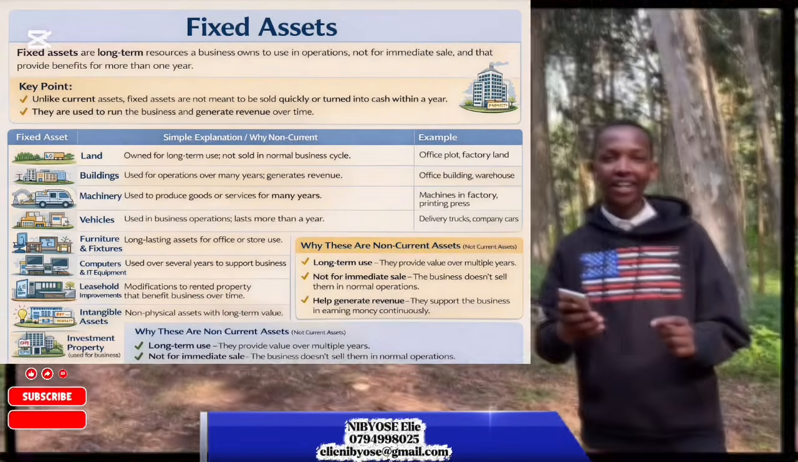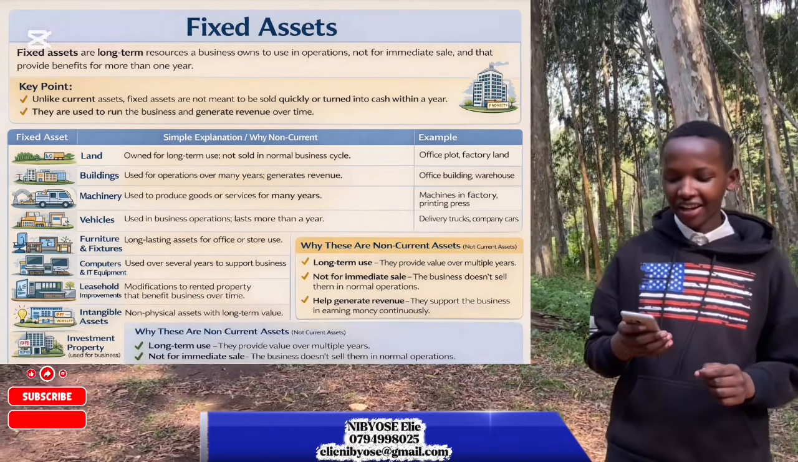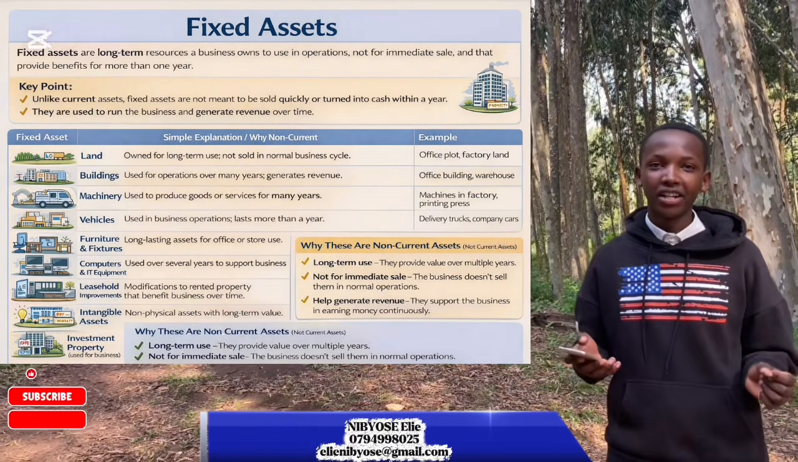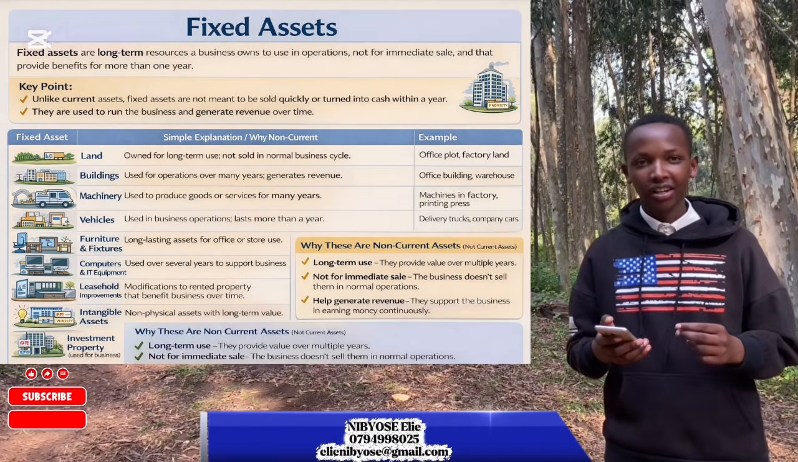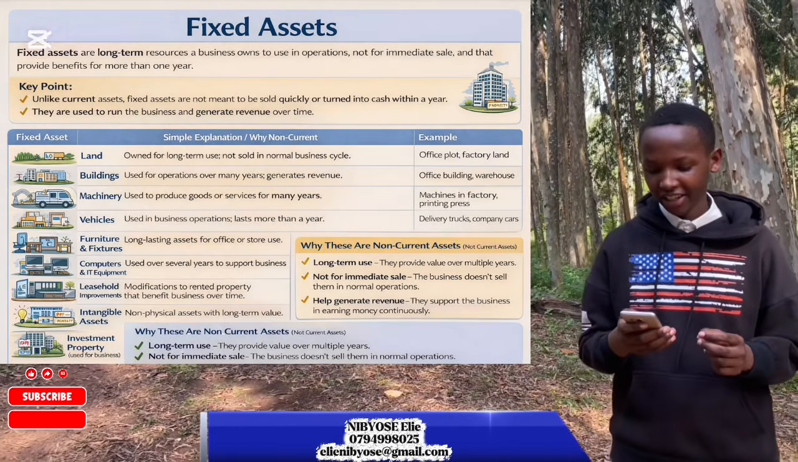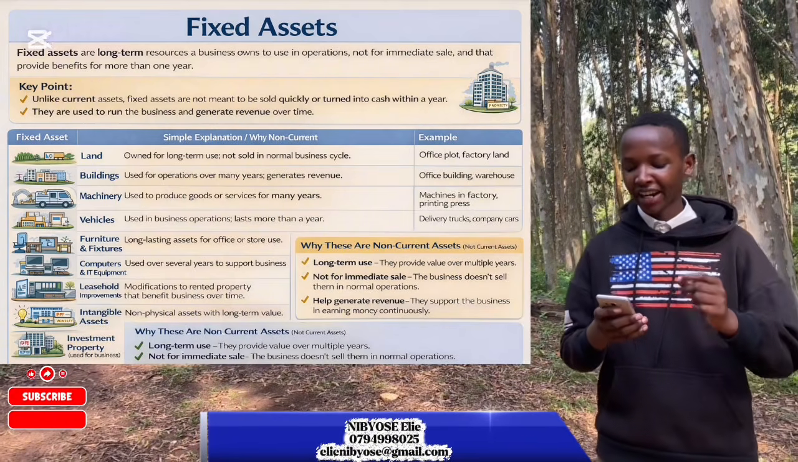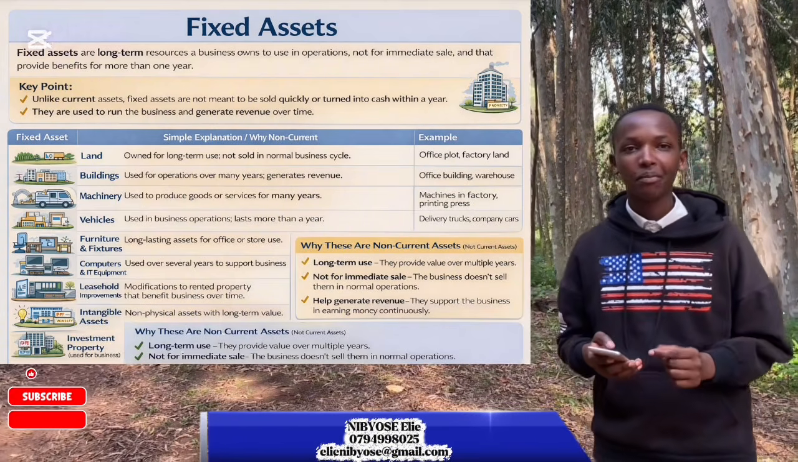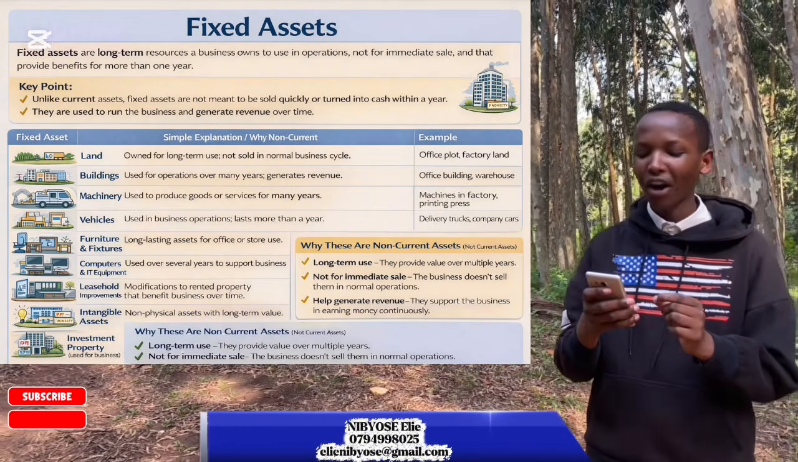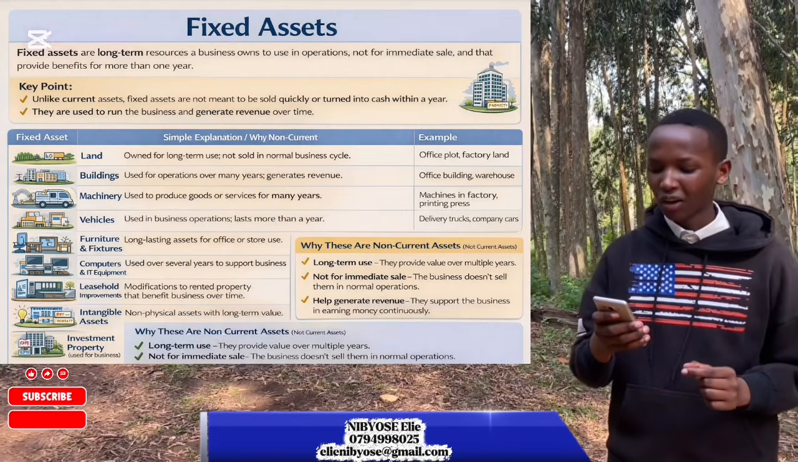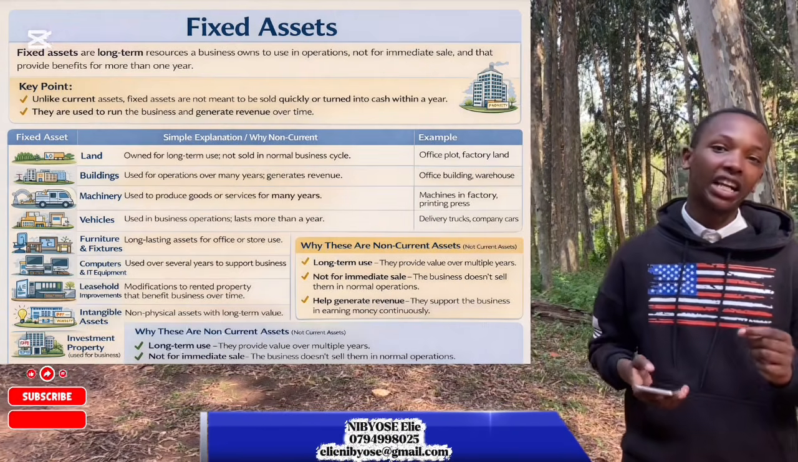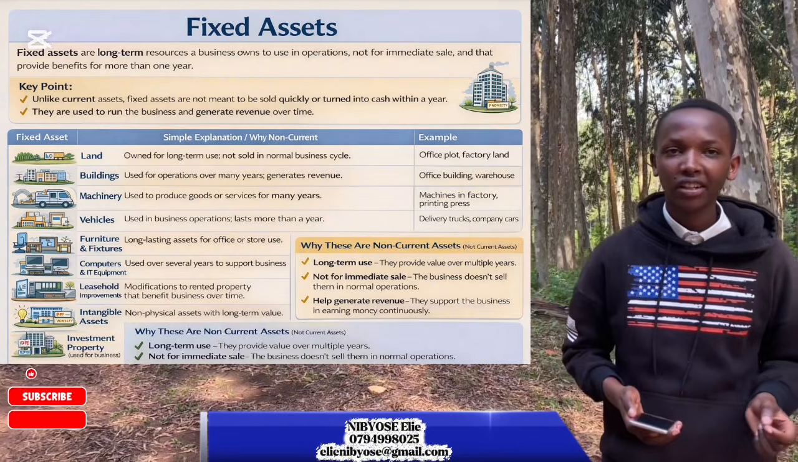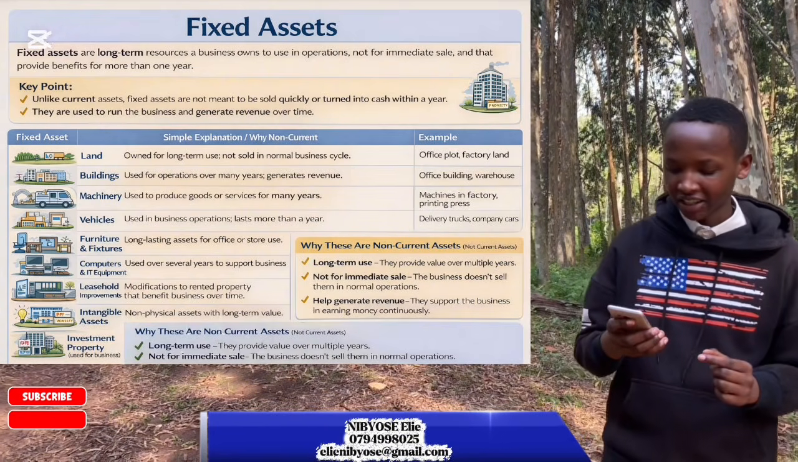Examples of non-current assets, there are many. Let me try to list them. We find land. Land is a non-current asset because it is owned for long-term use, not sold in the normal business cycle. It can be an office plot, factory land, or others.